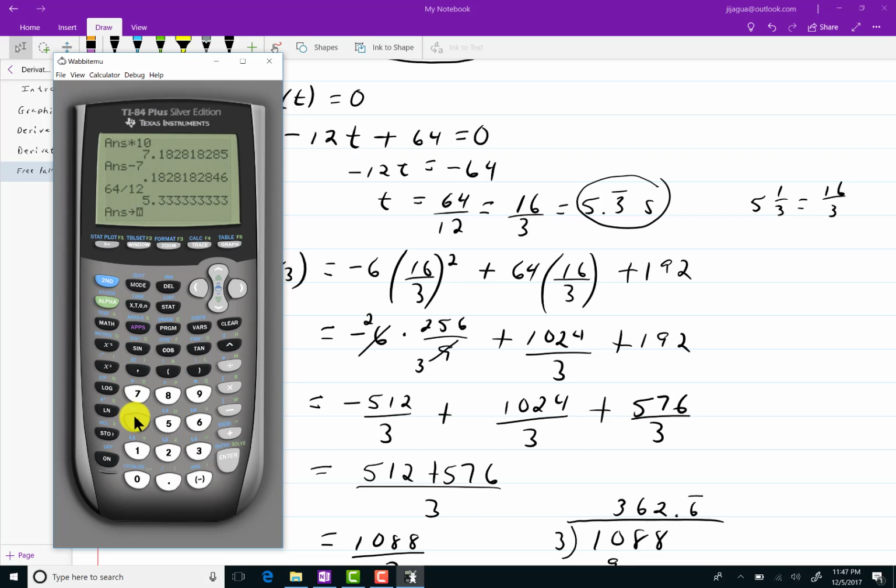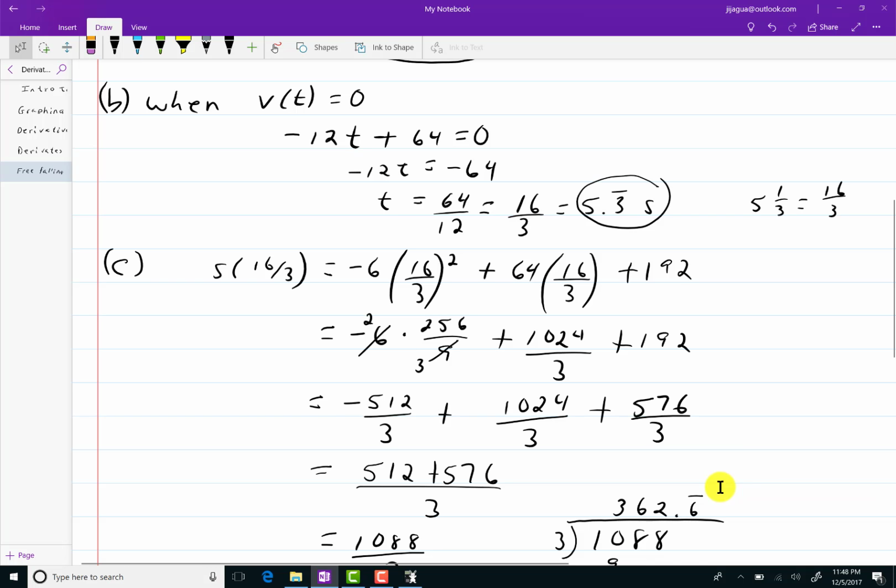alpha T. Capital T, not the script T that's on that certain button there. So I'm going to do then negative 6 alpha T squared plus 64 times alpha T plus 192. 362.6, and I think that's what I got, yes? So if you had to have a decimal, there you go.